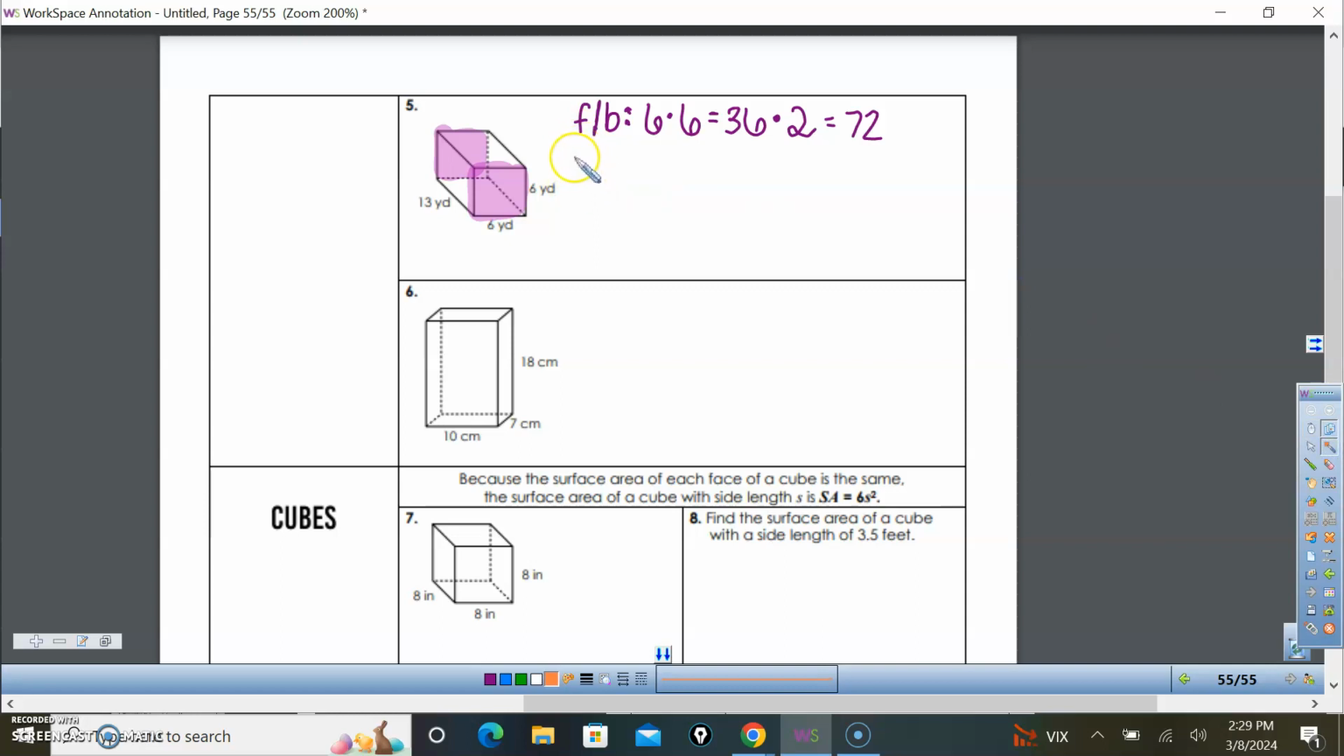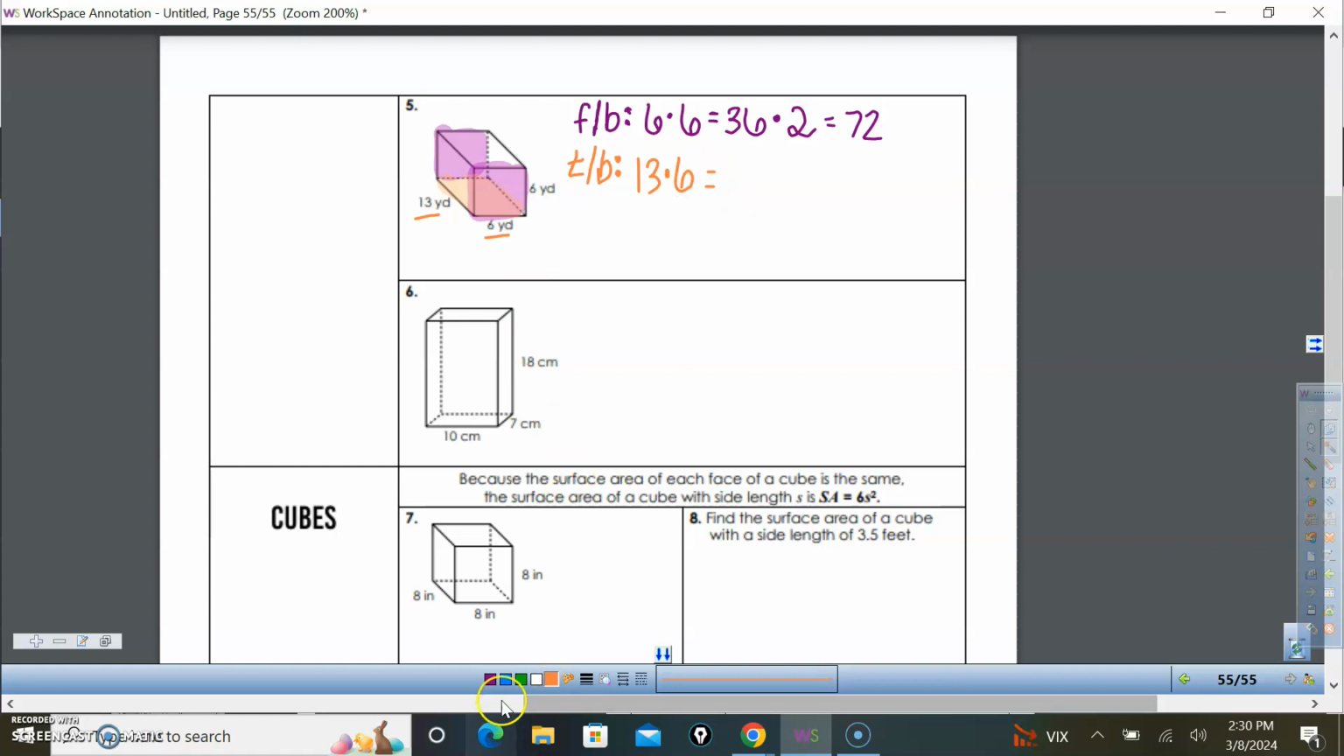Next up, I am going to go ahead and write a T/B. That stands for top and bottom. So we're going to be looking at the top and the bottom of this figure. I'm going to go ahead and highlight those in orange. So there's my bottom right there. And looking just at my bottom, I can really easily see that I need to multiply 13 times 6 this time around.